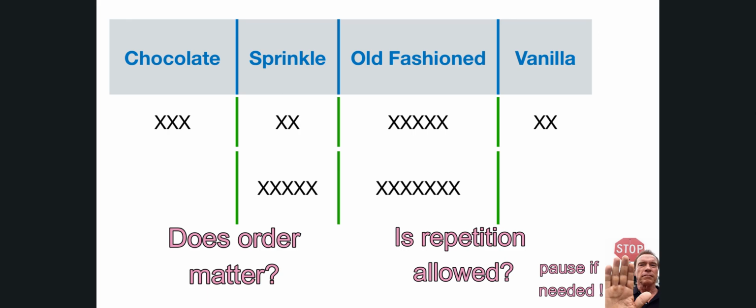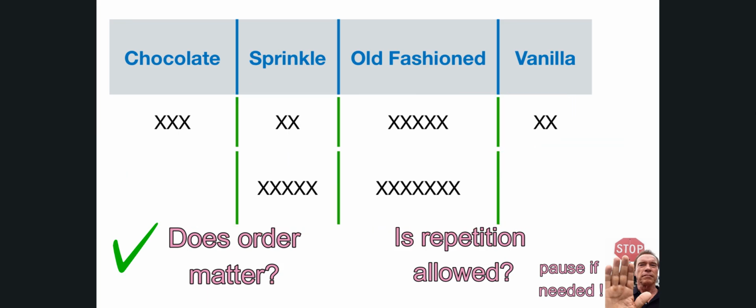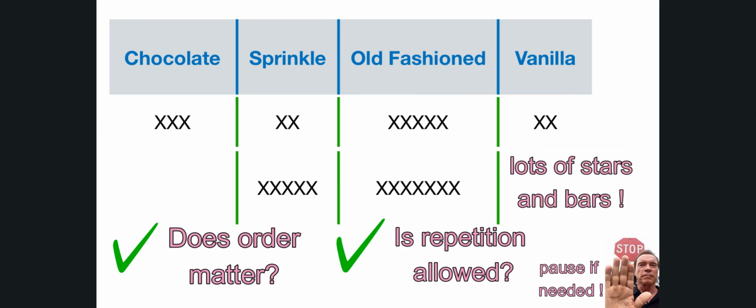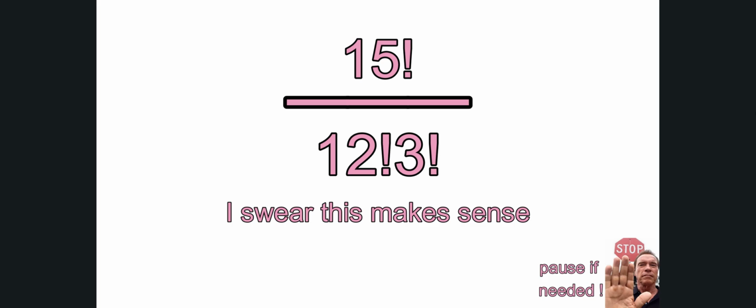Alright, the answer is that order does matter, since you can see that moving these stars and bars around gives a different set of 12 donuts. And repetition is also allowed, since we repeatedly use stars and bars to generate different sets of 12 donuts. Congratulations. Now, I could show you the formula used to calculate the actual total ways to get 12 donuts with 4 flavors, but I don't really want to overload you guys with information. Just know that once you've answered the 2 questions, you pretty much plug the numbers into a formula and boom, you did it.